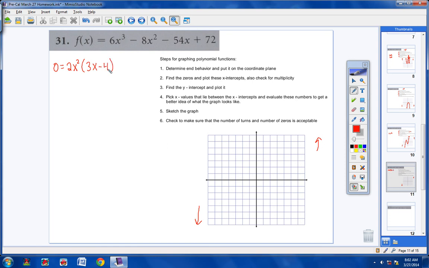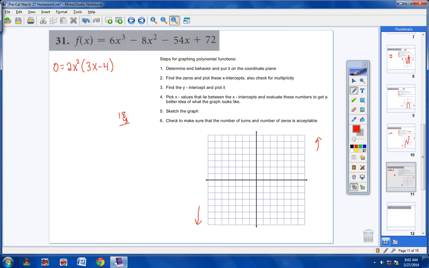All right, let's make sure that's right. Multiply these together, you get 6x cubed. And 2x squared times 4 would be negative 8x squared. So we're looking good there. Okay. Now, I'm thinking you want to find the biggest number that goes into these two numbers. Let's see. 18 times 3 is 54, and 18 times 4 is 72.